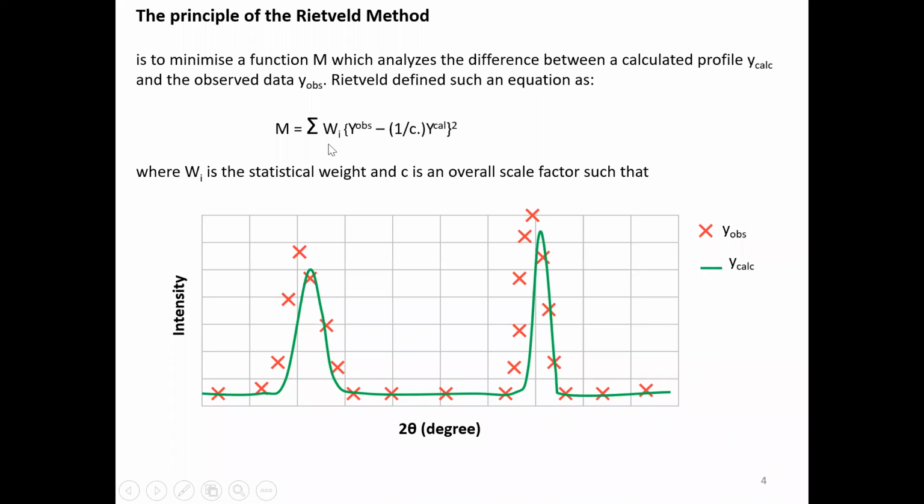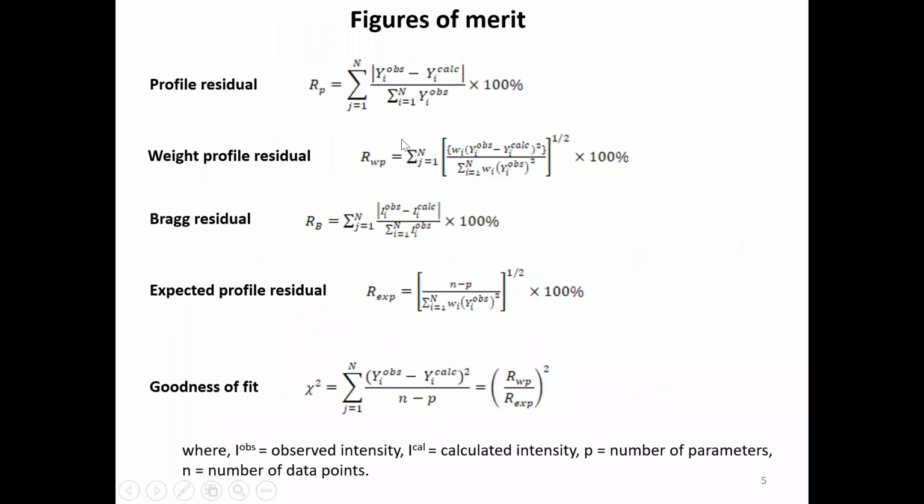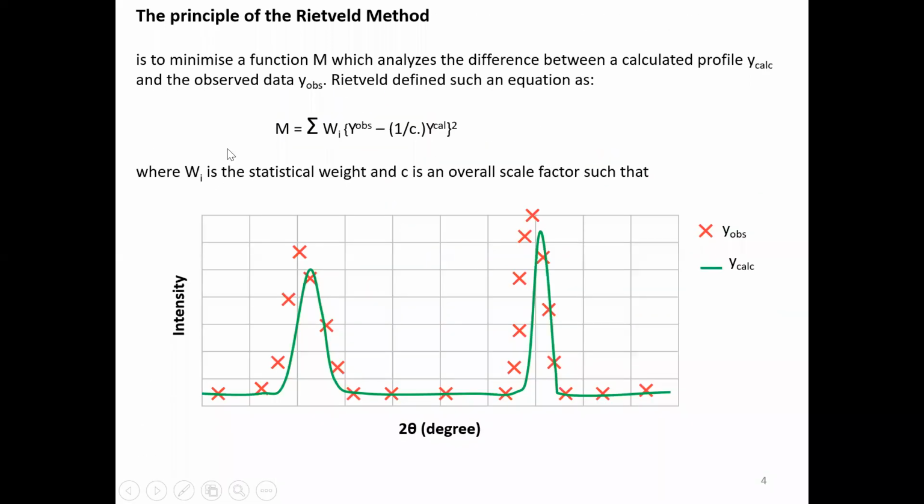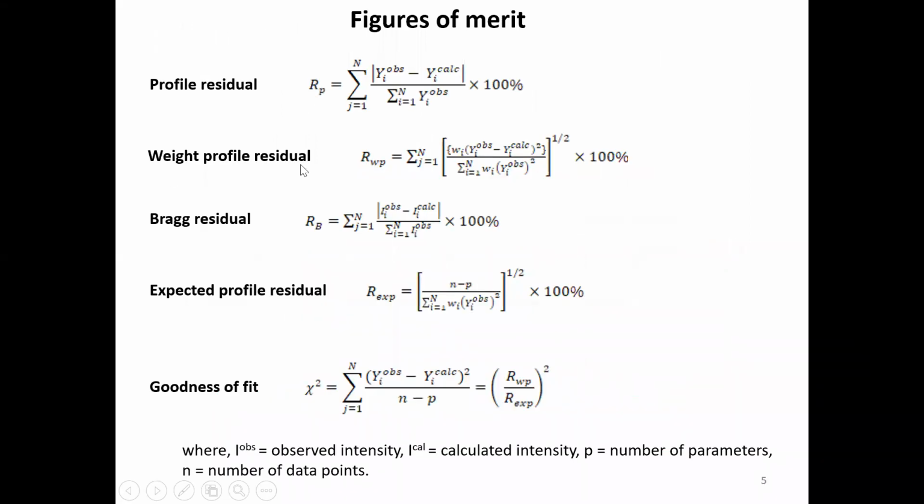Okay, so our goal is to minimize this M, and these are the figures of merit, like profile residual. This is the same thing, like M can be given as profile residual or weight profile residual using a different formula. So if you follow the values of these parameters, you can easily refine and simulate the pattern.